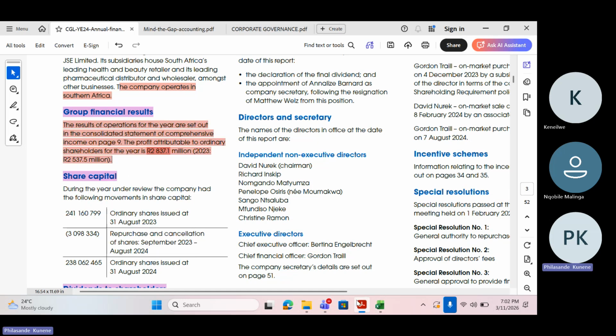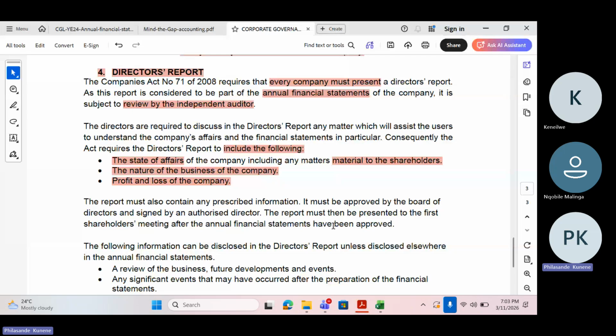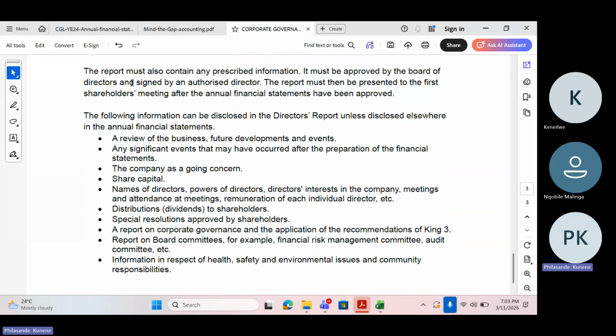You see, the director's report is very important, and it is a requirement by the law. The report must also contain any prescribed information. It must be approved by the board of directors and signed by an authorized director. The report must then be presented to the first shareholders meeting after the annual financial statements have been approved. So this must be signed. It must be approved by the board of directors and signed by an authorized director.